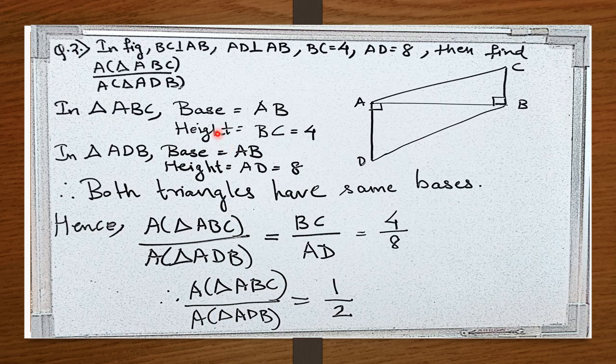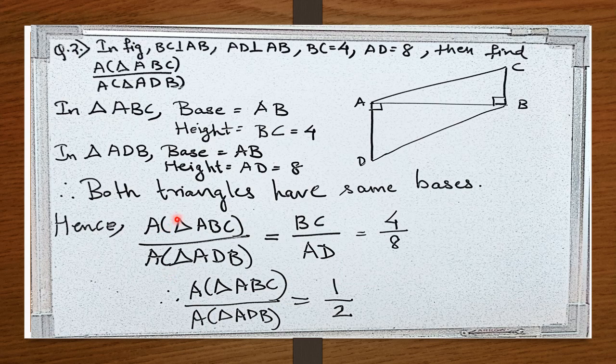Now in these two triangles, which is common? They have a common base, that is AB. So by property 2 or property 3 we can say that the ratio of areas is proportional to the ratio of their heights, since the base is same. So in triangle ABC, base is equal to AB, height is equal to BC equal to 4. In ADB, base is equal to AB, height is equal to AD equal to 8. So both triangles have same bases.